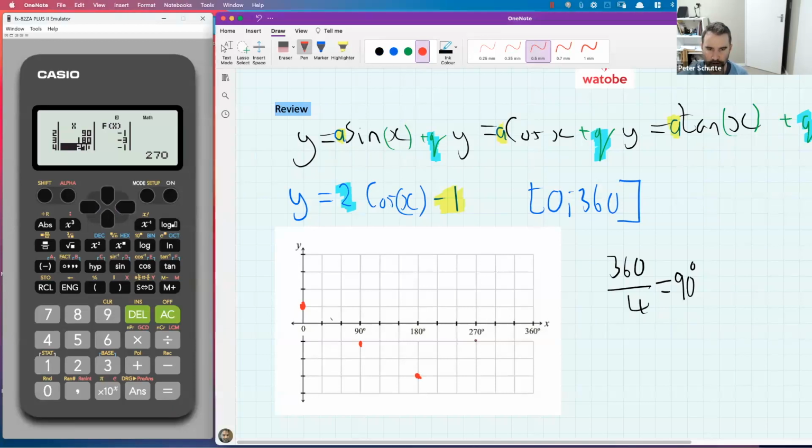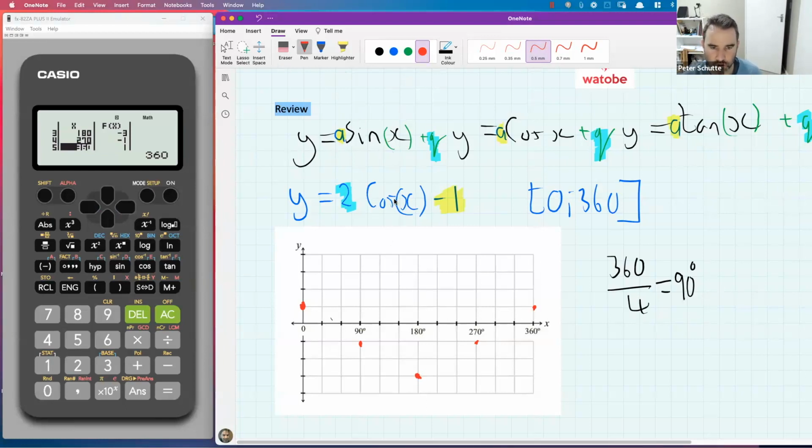Let's just make sure I get that right. 270, minus 1. And then 361, which would be up here. So now we have the question of, we have these dots. Now, what are these dots actually drawing?